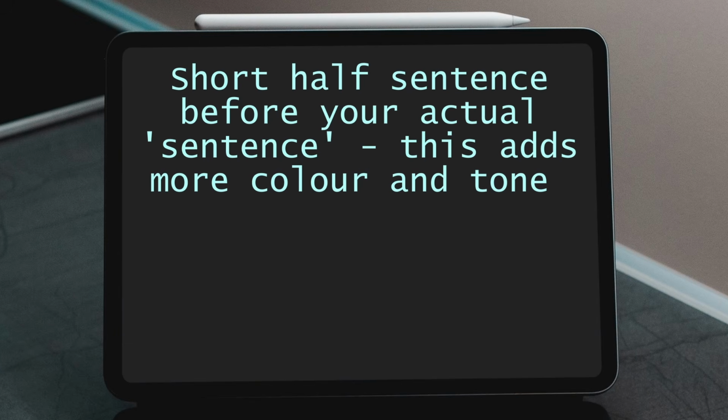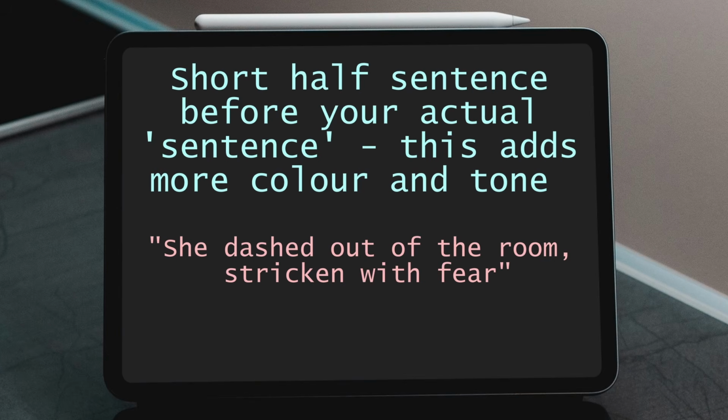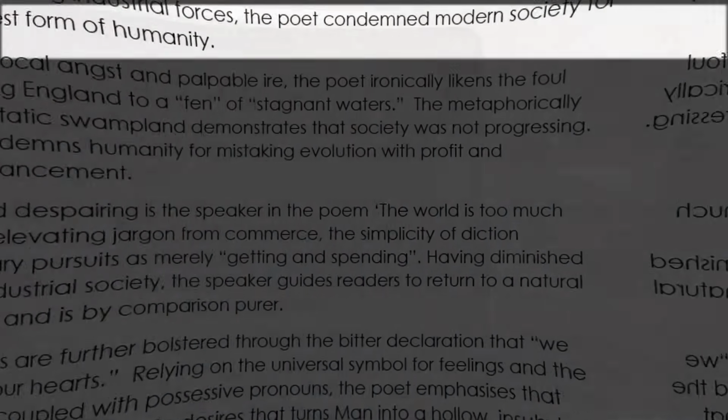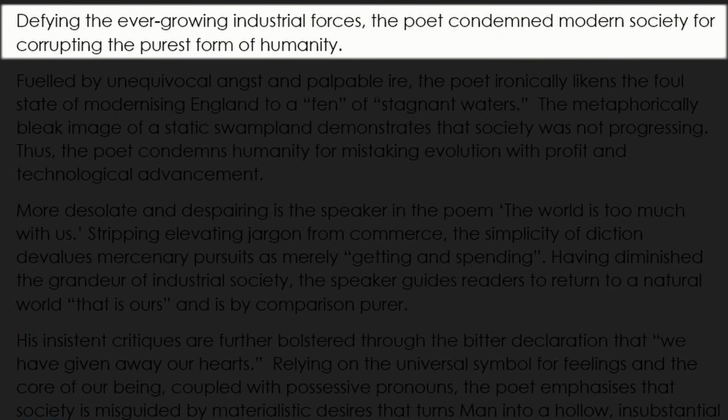For example, a non-essay related example would be, instead of, she dashed out of the room stricken with fear, you would say, with a lead-in sentence, stricken with fear, she dashed out of the room. There's a couple reasons of doing this. The main reason is because it adds variety, which is important, and second, it helps the reader identify what the overall tone and idea of the piece is by placing the important information first. So back to the essay example, defying the ever-growing industrial forces.